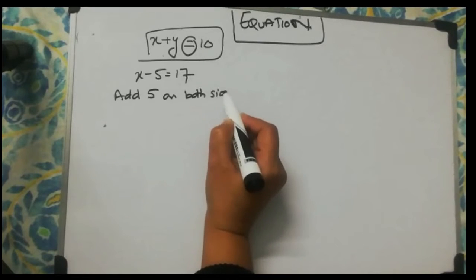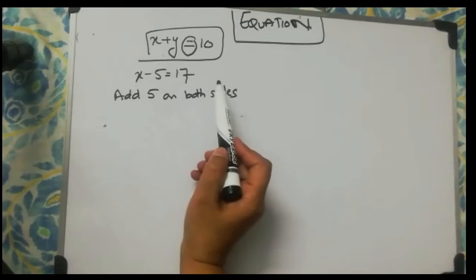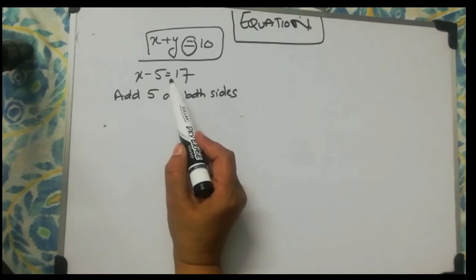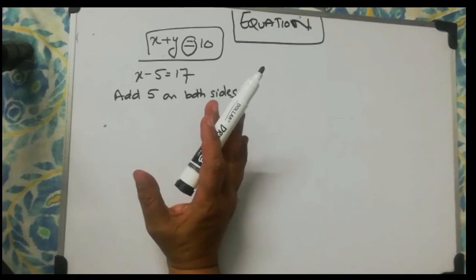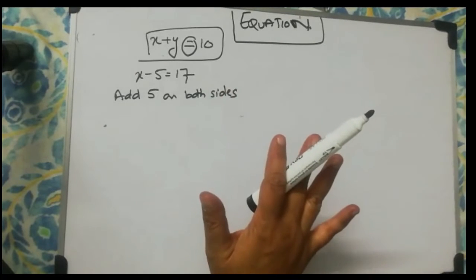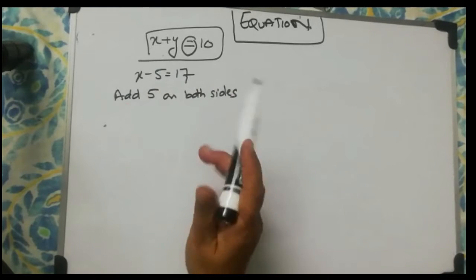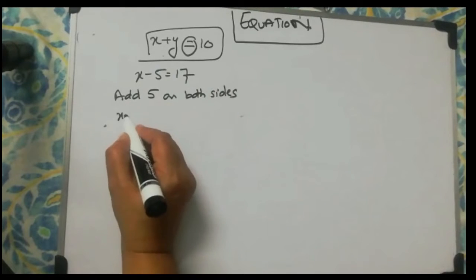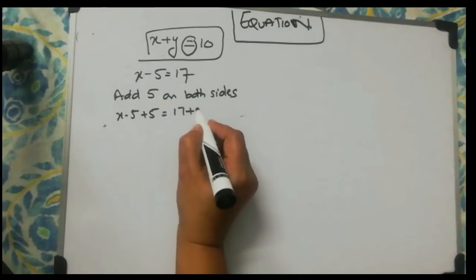Why are we doing it on both sides? Because it's an equation. अगर सिर्फ मैं एक साइड पे करूँगी दूसरी पे नहीं करूँगी तो ये इज इक्वल टू साइन बेकार हो जाएगा. इज इक्वल टू का मतलब है बराबर. अगर यहाँ पे मैं एक चीज़ रख रही हूँ तो मुझे दूसरी साइड पे भी वो एक चीज़ रखनी है. अगर एक तरफ से मैं कोई चीज़ निकाल रही हूँ तो मुझे दूसरी साइड से भी वो चीज़ निकालनी है. So x minus 5 plus 5, 17 plus 5.